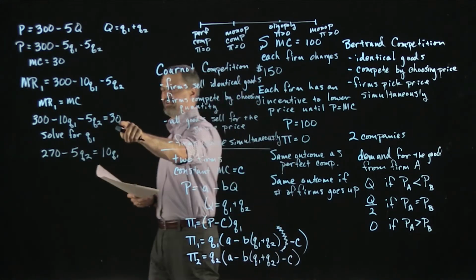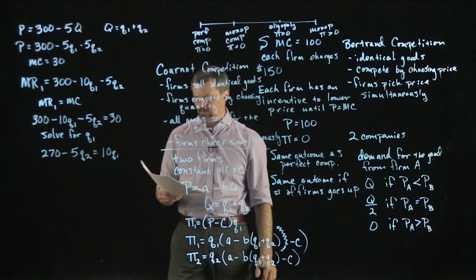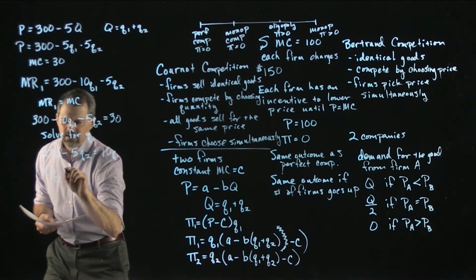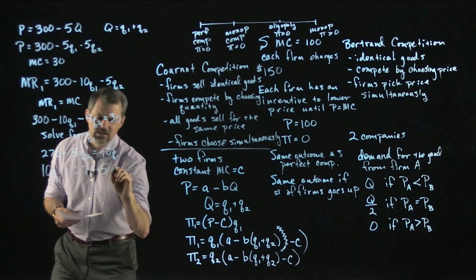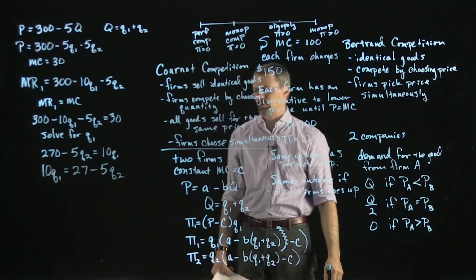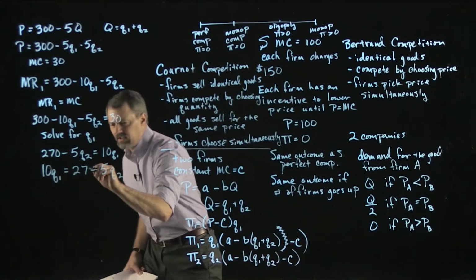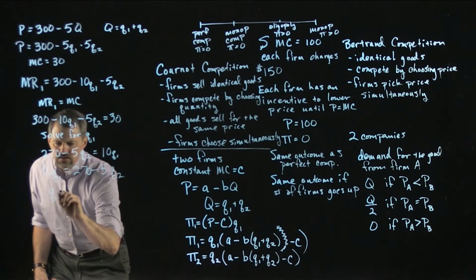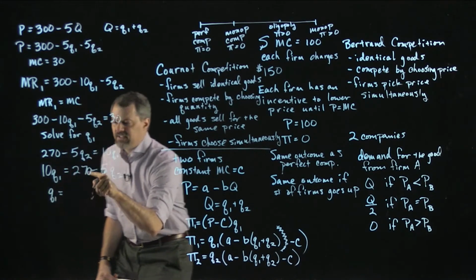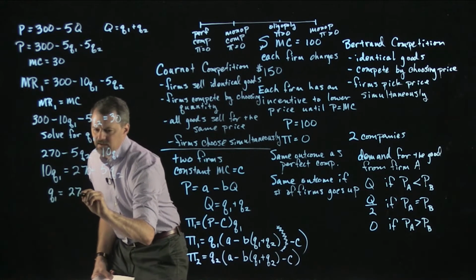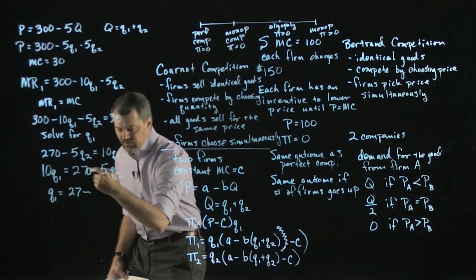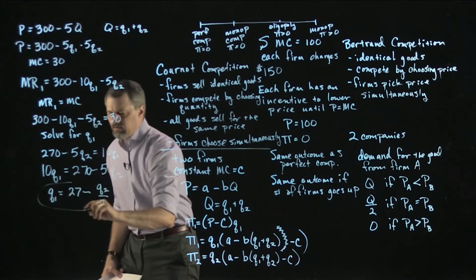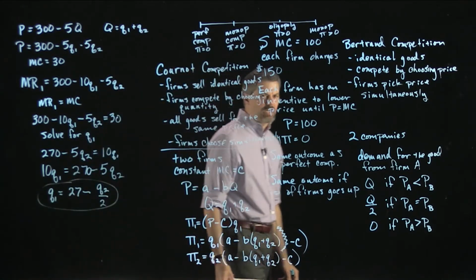So I grouped these numbers and then I moved my Q1 to the other side. I'm going to just flip this whole thing around and write it this way. 10Q1 is equal to 270 minus 5Q2. I like to have what I'm solving for on the left. And I'm going to divide through by 10. So Q1 is equal to 270 divided by 10, which is just 27, minus 5 divided by 10, that gives me a 2 in the denominator, Q2 over 2. We've just solved for the quantity that firm 1 is going to produce.